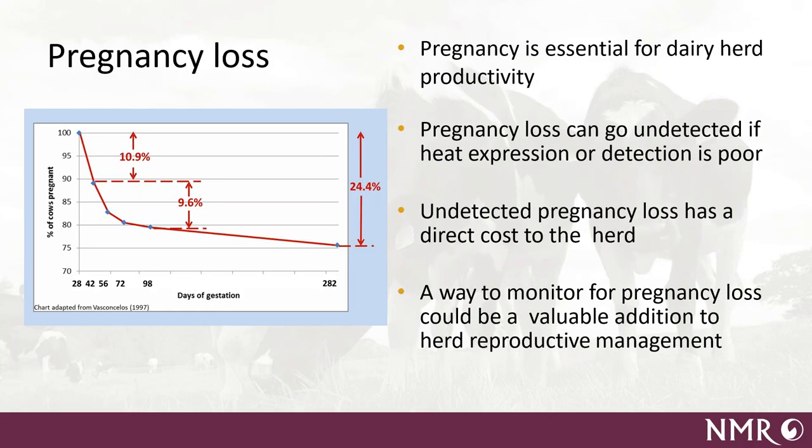We've then got the fact that detecting these cows with a pregnancy loss is obviously very important, and high yielding cows may not show signs of estrous behavior, and so detecting that cows have actually lost a pregnancy sometimes can be difficult. So those undetected pregnancy losses obviously have a direct economic value or direct cost to the herd. So being able to spot them obviously brings in a herd economic benefit.